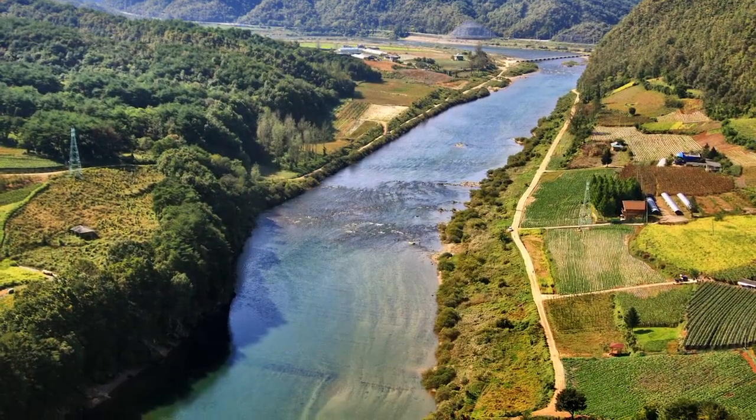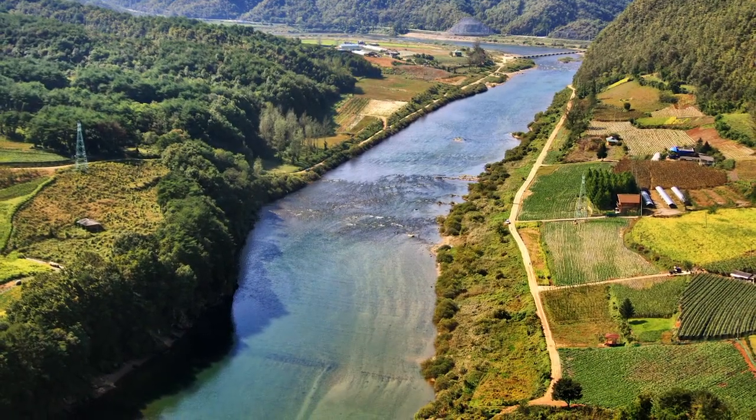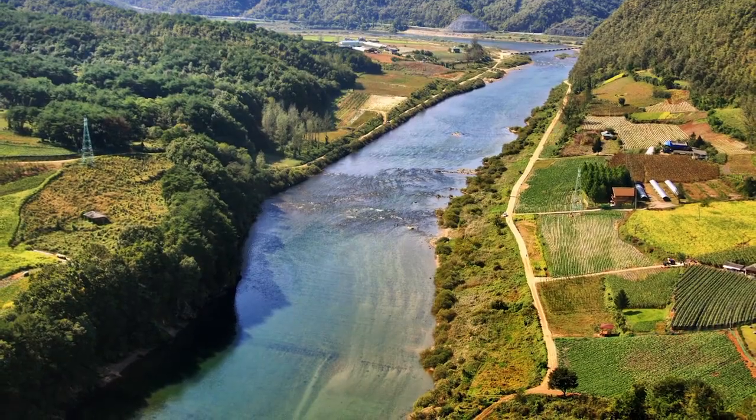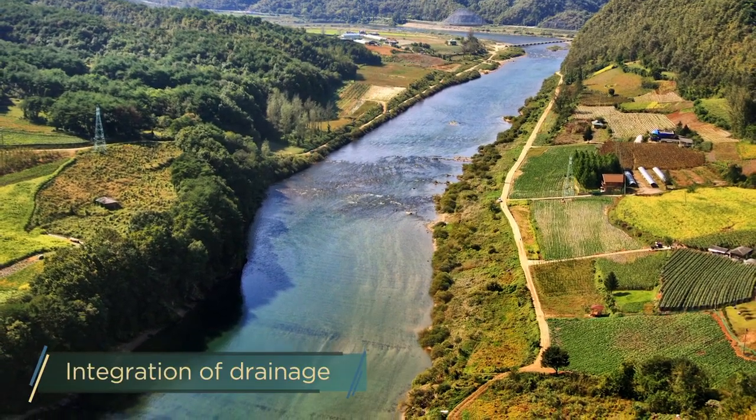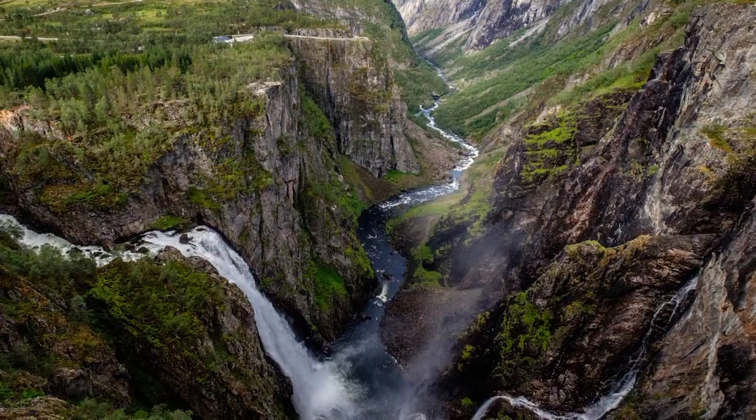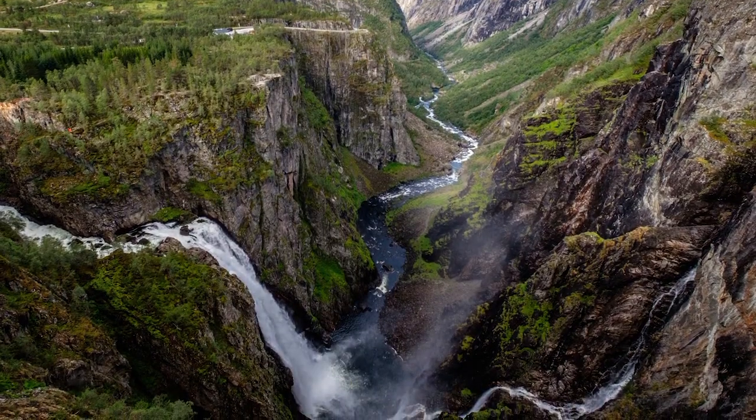Rills join to make brooks. Brooks join to form creeks, and creeks join to form rivers. This is called the integration of drainage. And it all goes on within a river's drainage basin.